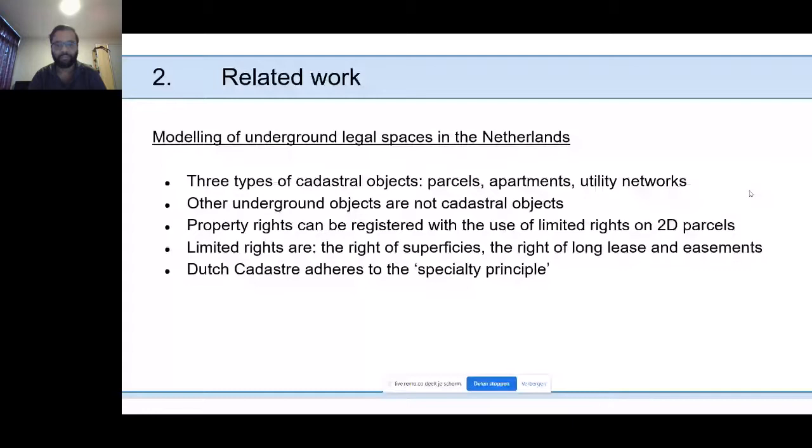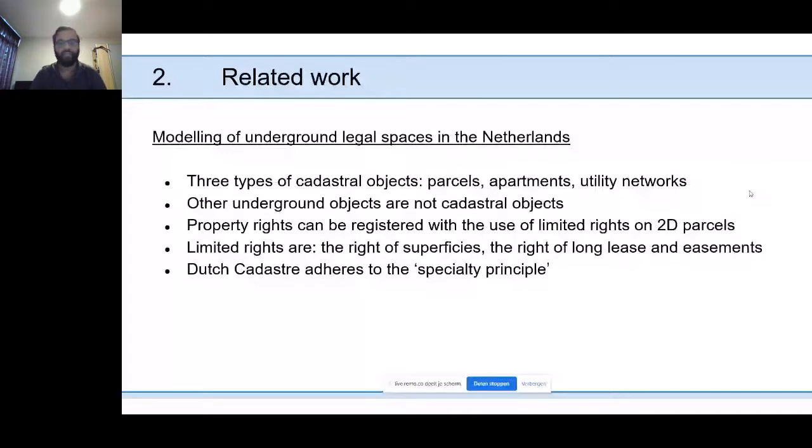The right of superficies is that you can construct a building or structure on top or below another structure or land, even if it has a different owner. The right of long lease means that you can use an object that belongs to a different owner, and easements are burdens on a parcel that another parcel has certain rights over. The Dutch Cadastre also adheres to the specialty principle, which means that if a limited right is attached to a part of a parcel, then the whole parcel needs to be divided in such a manner that the parcel with the limited rights attached to it will not intersect with parcels that do not have the same limited right attached to it.